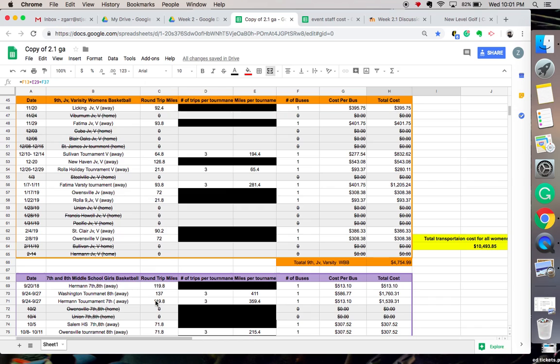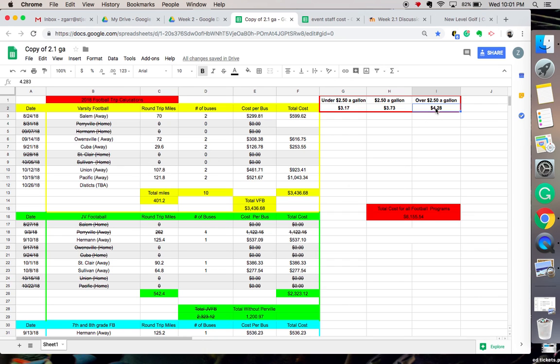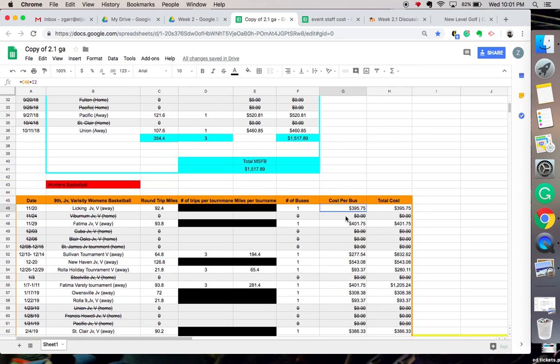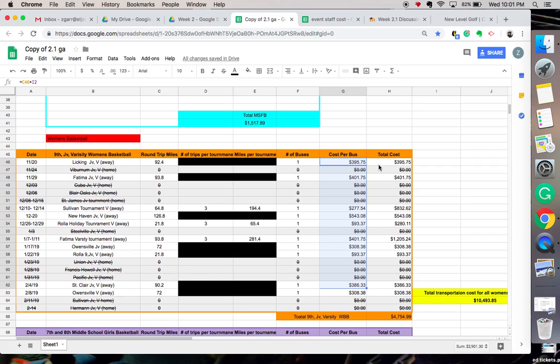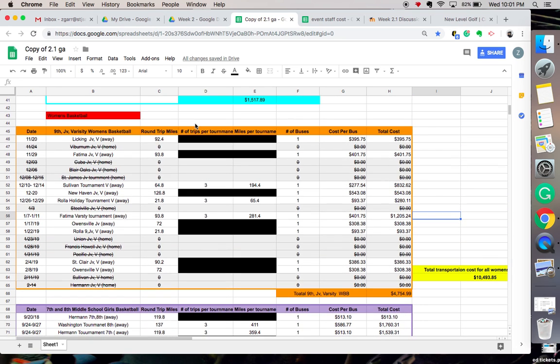So I calculated these all the same as far as the cost per bus and the round trip. So 92.4 for this Licking JV game times cell I2, which is $4.28, gives me my cost per bus, and that doesn't change, and the sum function doesn't change either. The thing that is different for this sheet, or for the orange girls basketball and the purple girls basketball, is the fact that I added 2 more columns to calculate the cost for our tournaments.